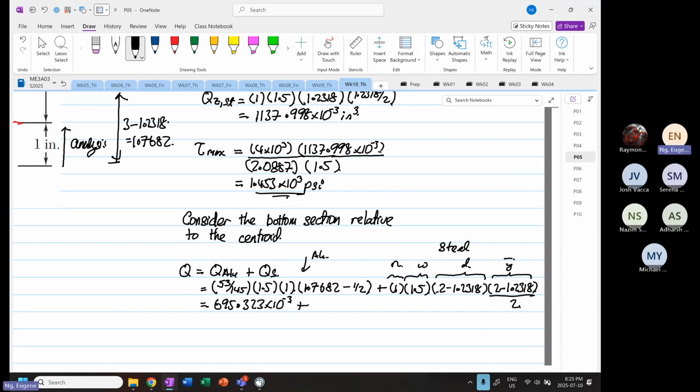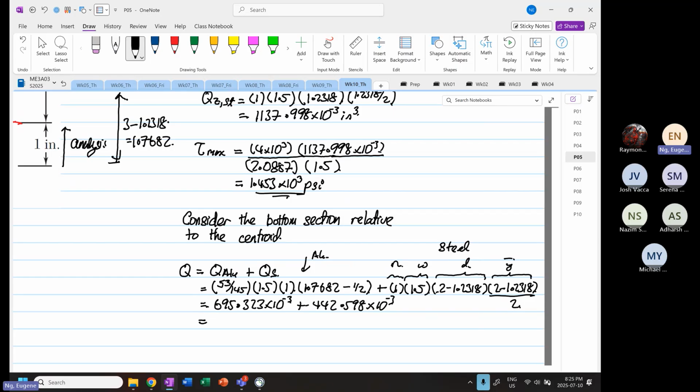Okay. And then plus 2 minus 1.2318, I can square and then divide by 2 times 1.5 times 1. So I get 442.598 times 10 to the power minus 3. Let me do it again. 2 minus 1.2318 squared divided by 2 times 1.5 times 1. 442.598.